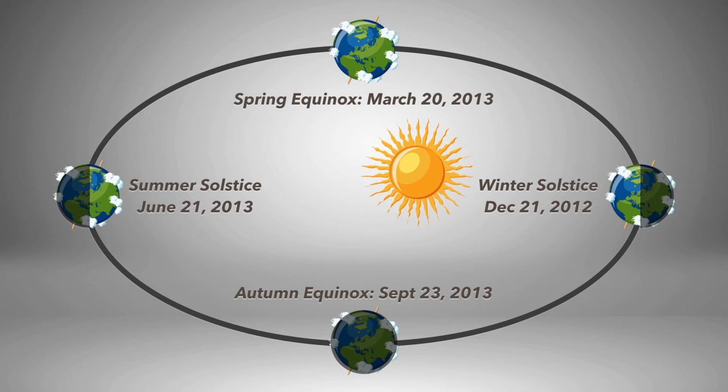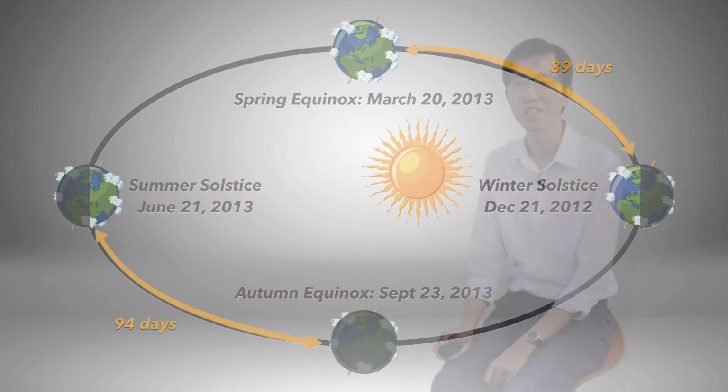So the first question is, how many days are there between the winter solstice and the spring equinox? We see that it should be 89 days. But if we look at the days between the summer solstice and the autumn equinox, there should be 94 days. That means the Earth is spending longer time in the later part of the whole tropical year. So that's an interesting observation.